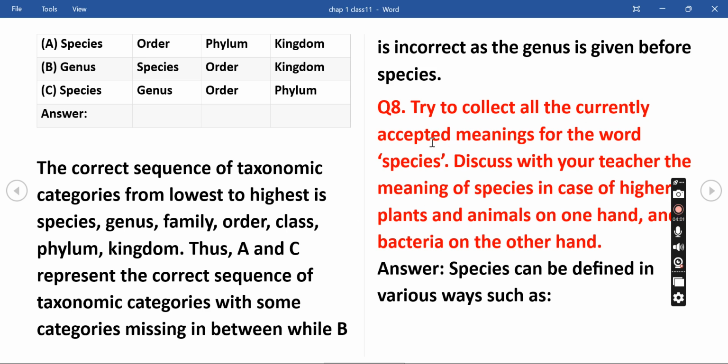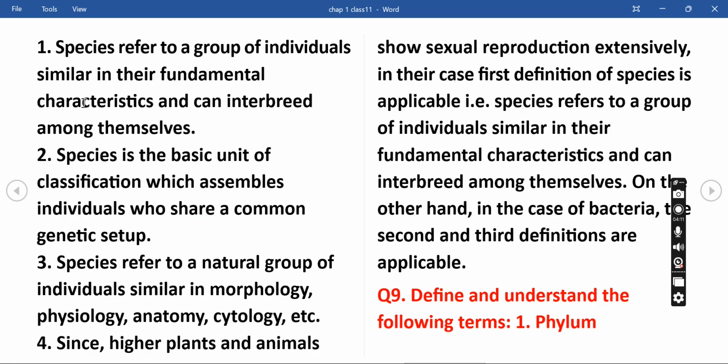Question 8. Try to collect all the accepted meanings for the word species and discuss them with your teacher based on plants and animals and also bacteria on the other hand. So we can write the different definitions of species. Species refers to a group of individuals which can interbreed among themselves. Secondly, it is the basic unit of classification as we have already studied. Species refers to the natural group of individuals, organisms similar in morphology, anatomy, physiology. So, these all are the definitions of species.